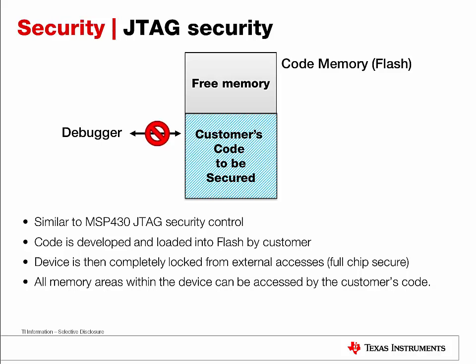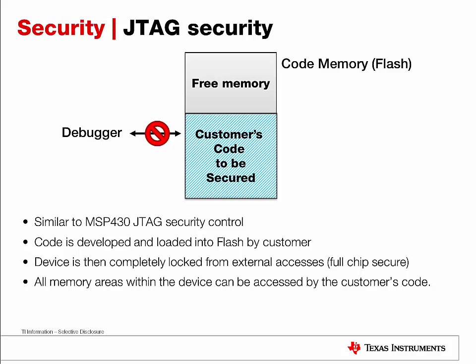First, let's take a look at JTAG security on the MSP432 MCU. The JTAG security, or the JTAG lock, from a user standpoint is very similar to MSP430 JTAG control, where once you lock away the JTAG, no debug access is available to the customer. So first off, when code is developed and loaded into the flash, you can then invoke this JTAG lock mechanism to prevent further debug access.